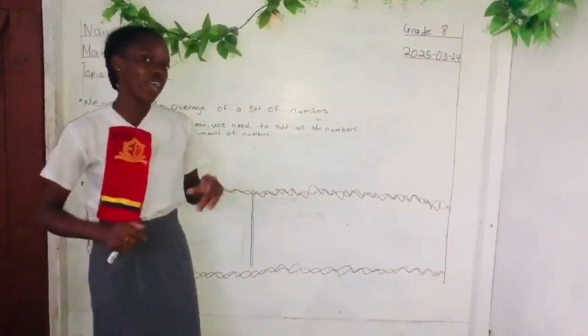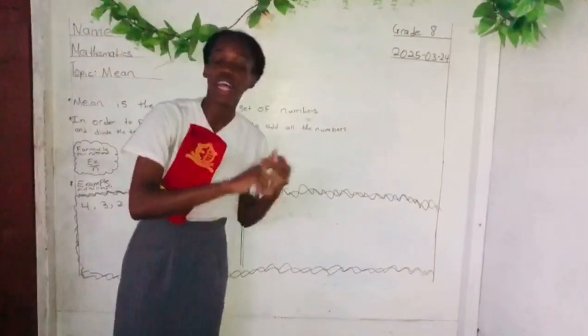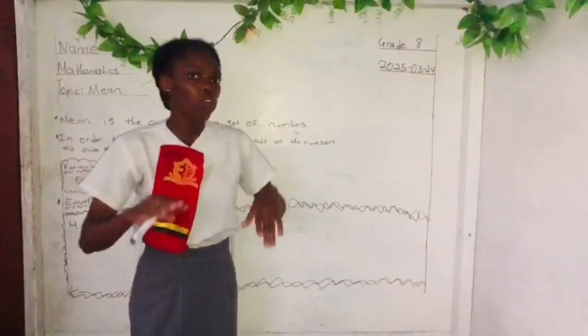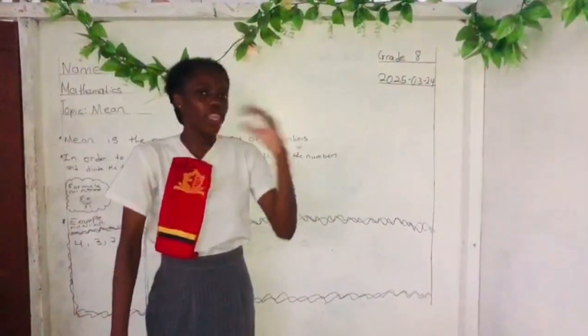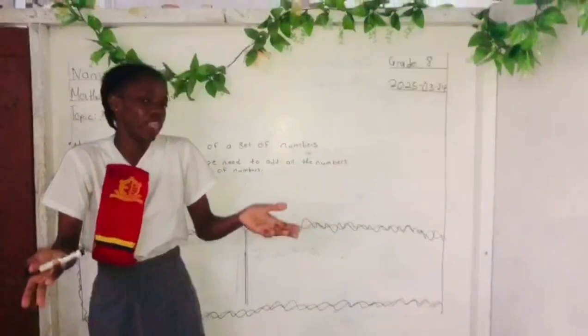So today we'll be looking at how to find the mean, mode, and the median of a set of numbers. So the first aspect that we're going to look at is the mean of a set of numbers. So when you hear the mean of a set of numbers, what do you think the mean is about?